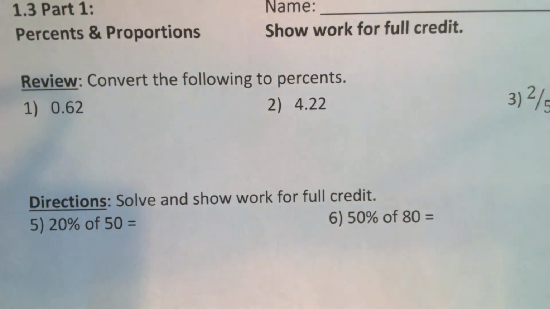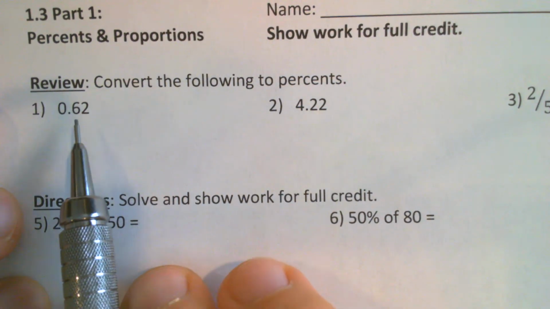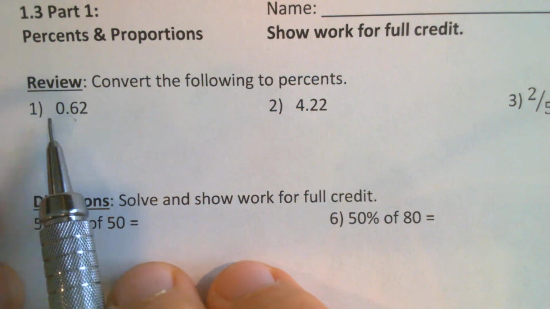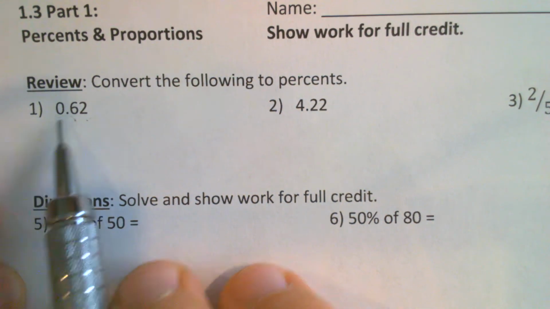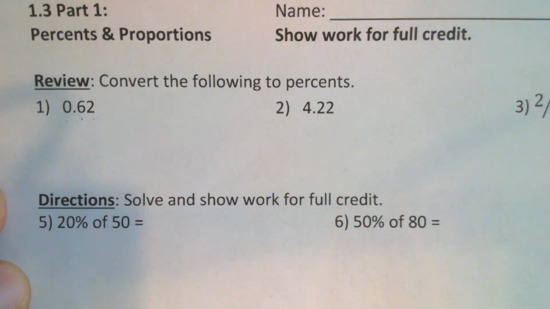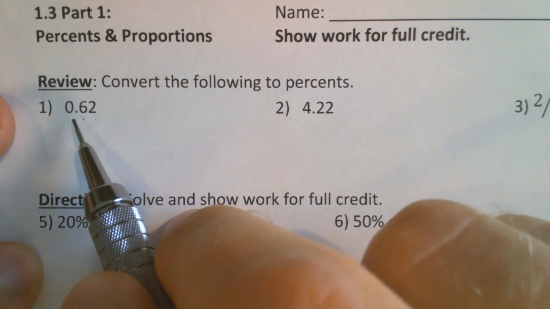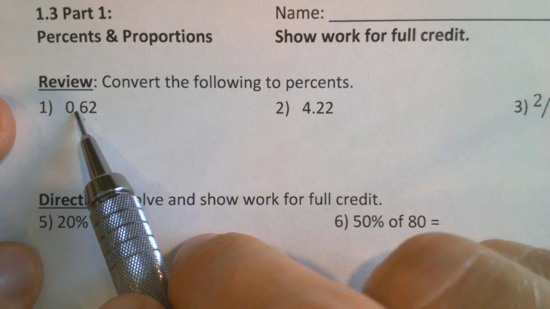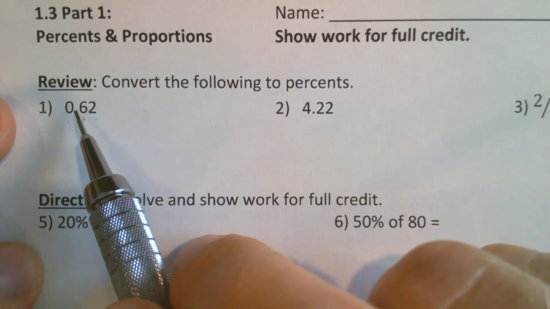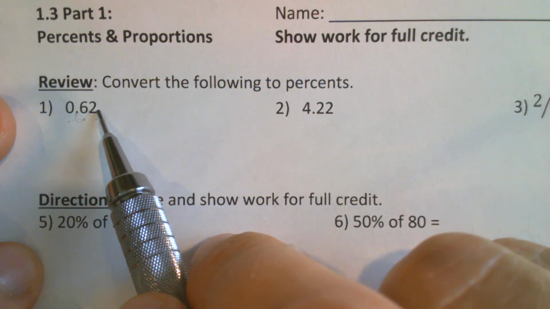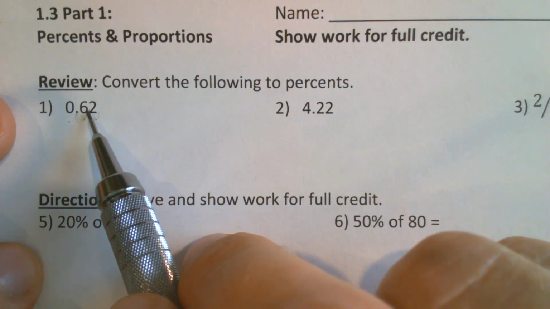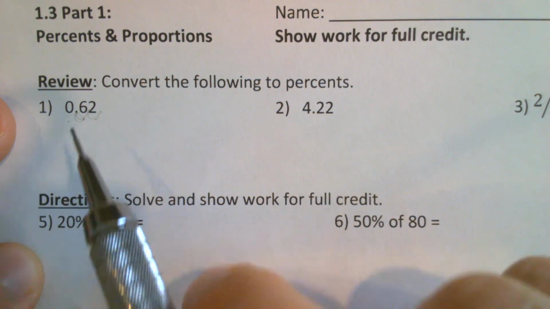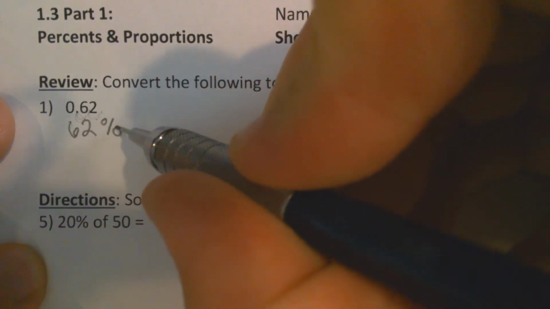So the trick is you can take your decimal, multiply it by 100, and add the percent sign. So when we multiply 0.62 times 100, what we're really doing, one way to think about this, is to move the decimal spot 2 times to the right. So 1 time, 2 times, that's going to give us 62, and then add the percent.